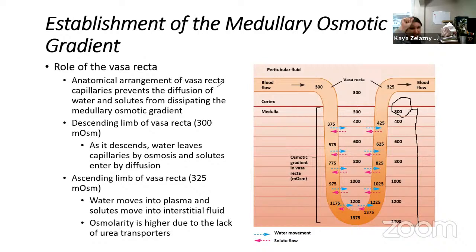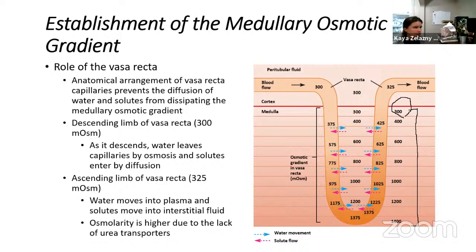Basically, the fact that it has that kind of hairpin turn at the bottom means that the blood through the vasa recta is moving pretty slowly. So that's one of the things that's helping us not sort of diffuse this gradient and reach equilibrium everywhere. And also the fact that it's flowing in the opposite direction from the flow through the loop of Henle also has an effect there.